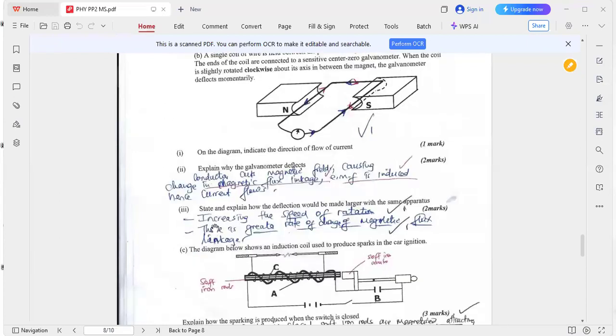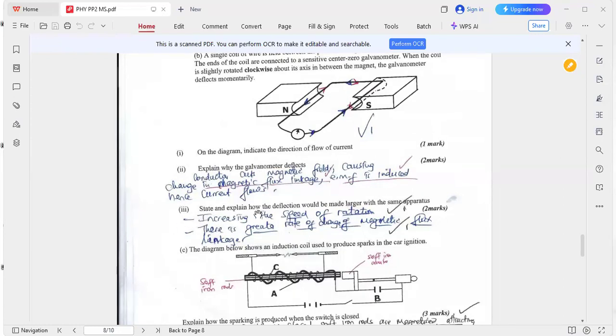So I think we have explained why the galvanometer deflects. Make sure you mentioned change in magnetic flux linkage that produces an EMF which causes a current to flow. In whichever case you are being tested, whether it's a magnet moving towards the coil, talk about change in magnetic flux linkage that produces an EMF causing a current to flow.